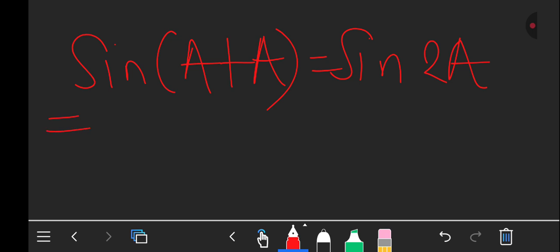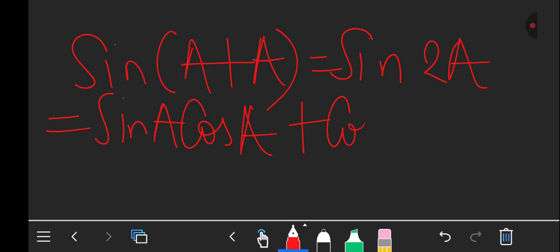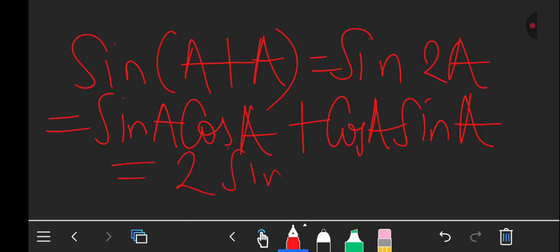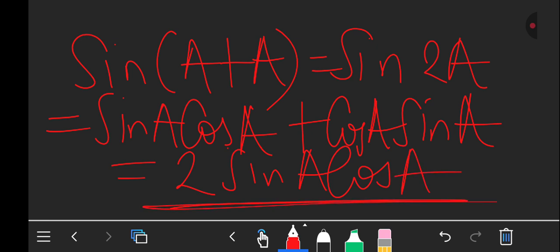Now let's find what sin 2A is. So we use the double angle for sine, so it will be sin A cos A plus cos A sin A. And these are similar, they are like terms, so they can add: sin A cos A plus cos A sin A is simply 2 sin A cos A. So that's how you can derive that identity.